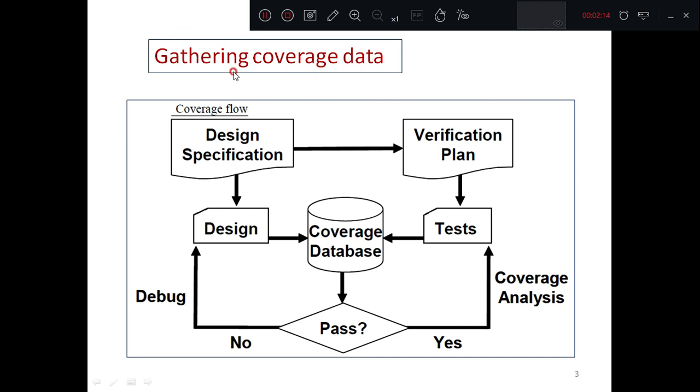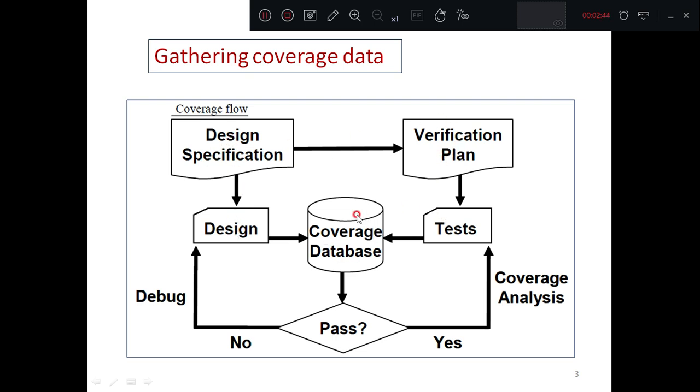Now, what is gathering the coverage data? Any design starts with the design specifications. As we have discussed, for design and verification there are two teams: one is the design team and the other is the verification team. These design specifications are given to both teams, so the design specification goes to the verification plan and to the design.